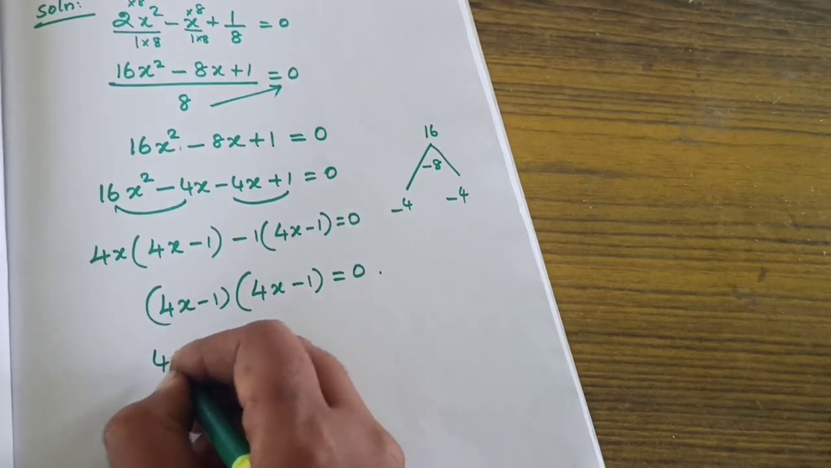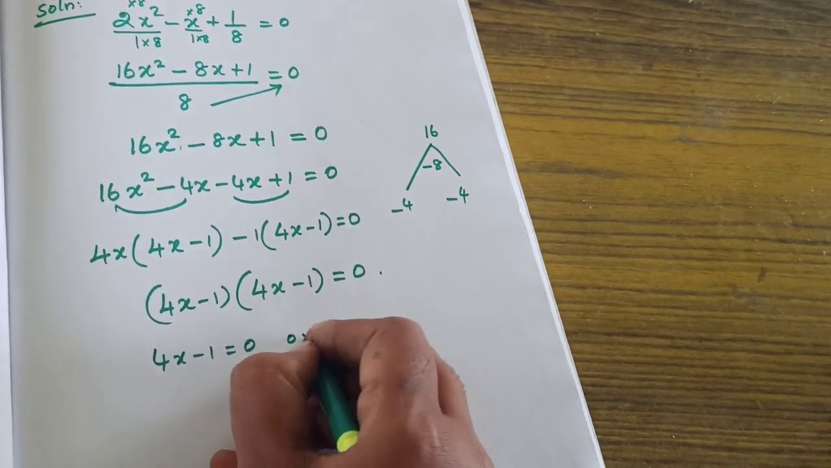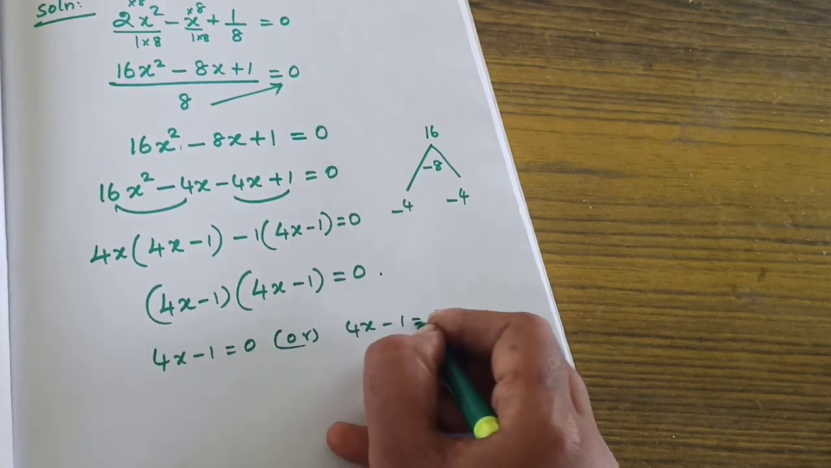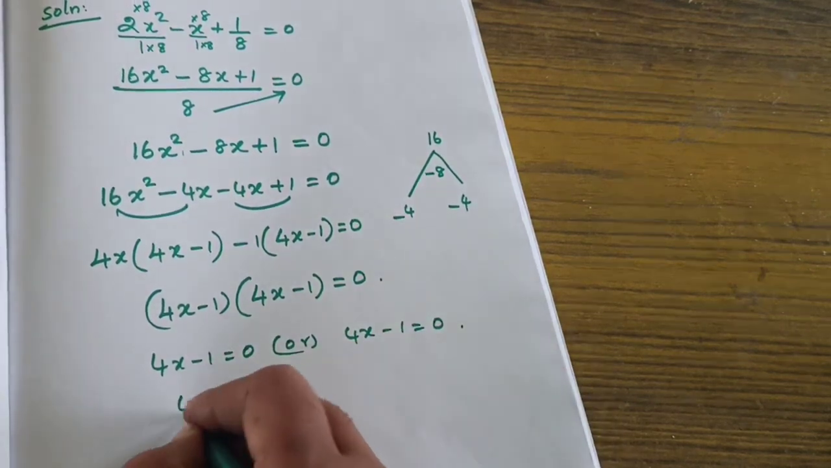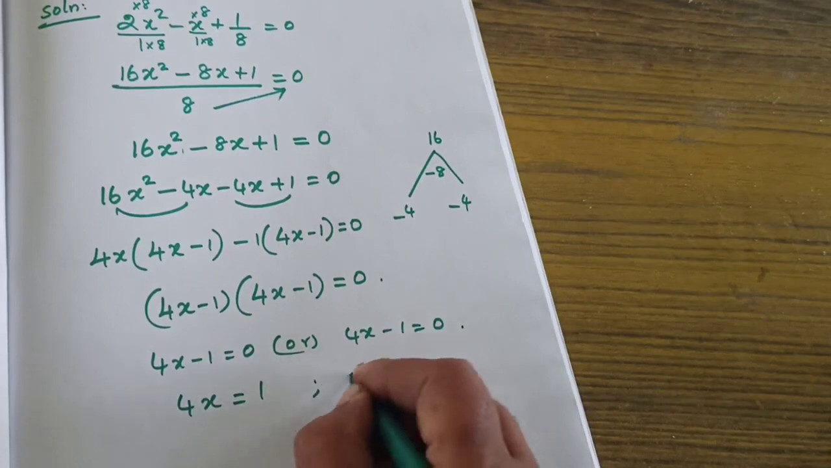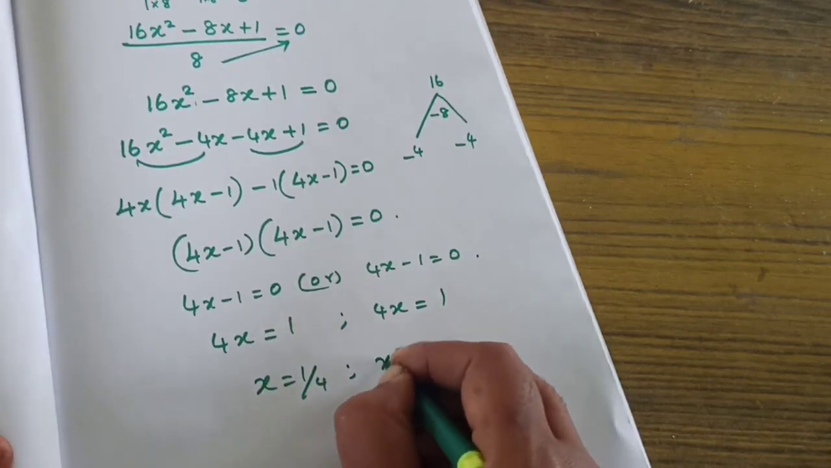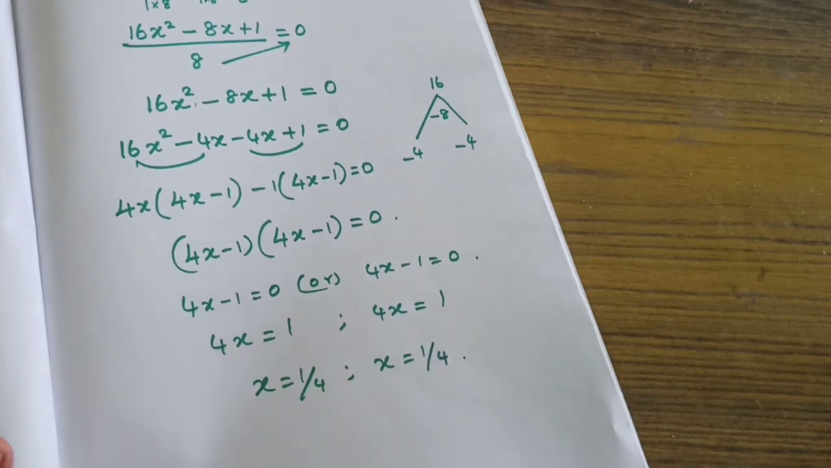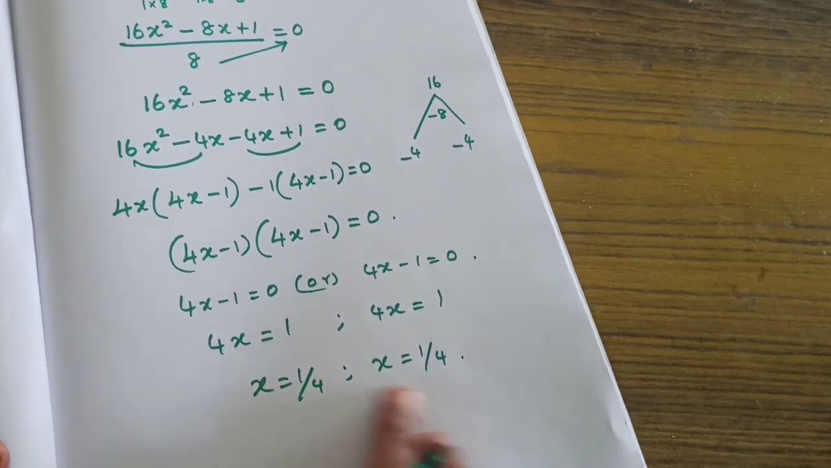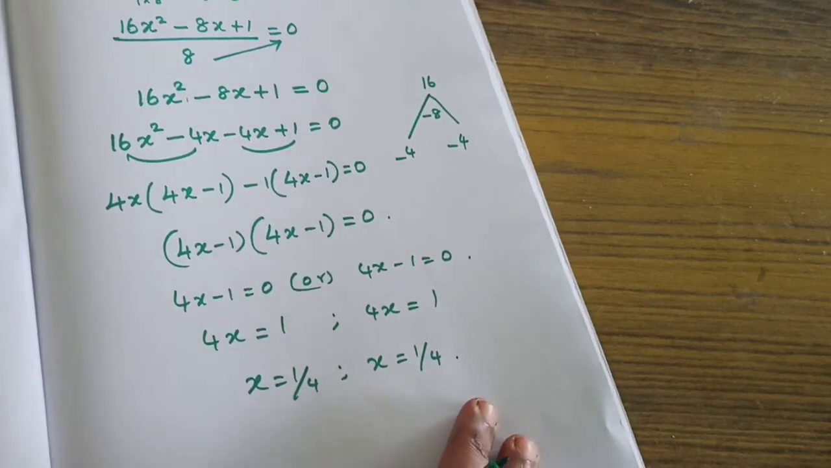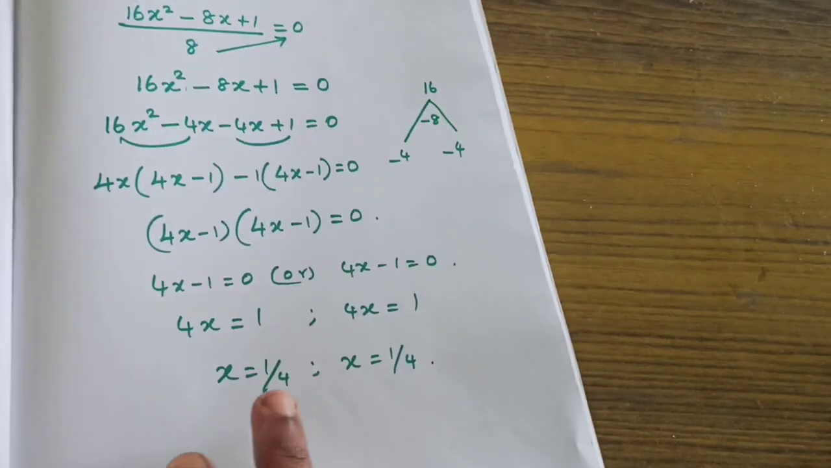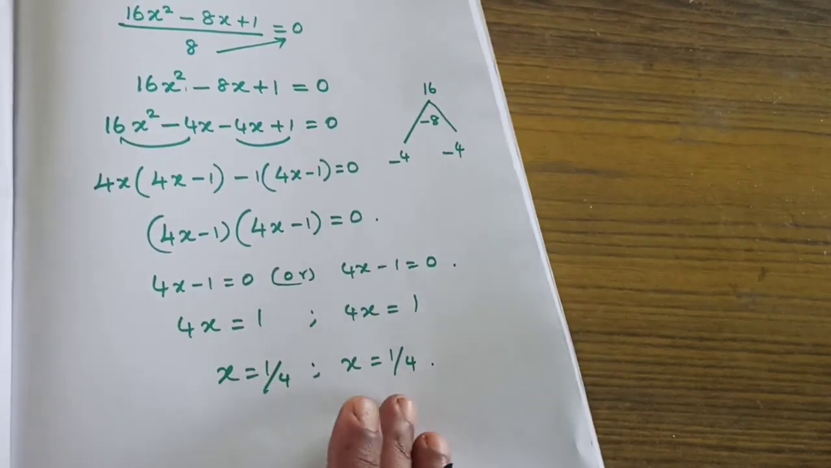Now separate this. 4x minus 1 equal to 0 or 4x minus 1 equal to 0. So 4x equal to 1. Here also 4x equal to 1. So x equal to 1 by 4 and x equal to 1 by 4. And here surely you will get one doubt. Same number only, why are we writing 2 times? Because we need to write 2 times: x equal to 1 by 4 and x equal to 1 by 4.